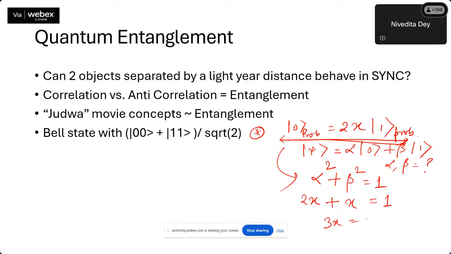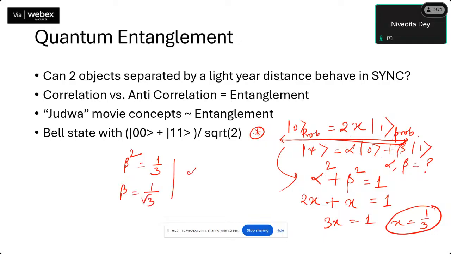So 3x is equal to 1. So x equals 1/3. That means beta is equal to 1/3. So, sorry, not beta, rather beta square is equal to 1/3. So beta is 1 over root 3. And similarly, that will be for alpha. You can do that. So likewise, it can be mapped, it can be anything. I have shown you only 2 states, it can be 8 states, even more than that. Whatever it is, it will always be the same.